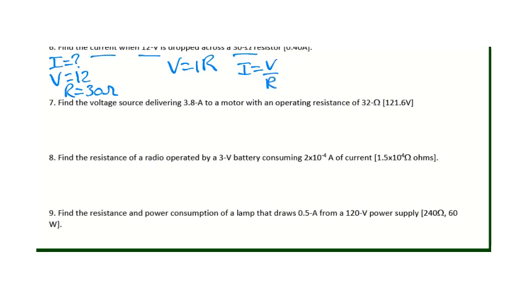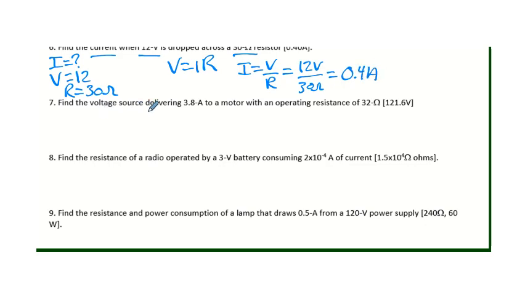So Ohm's law, V equals IR. Current is equal to voltage divided by resistance. So we're going to do the 12 volts divided by our 30 ohms. And we're going to get 0.4 amps.